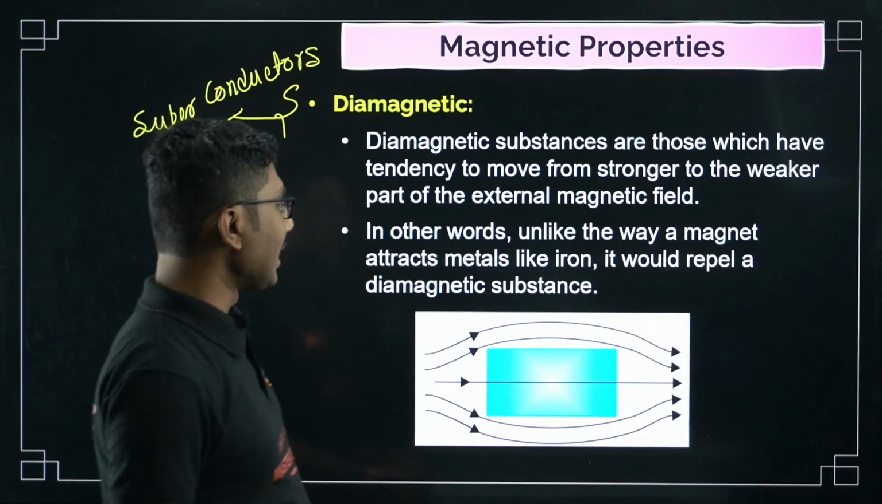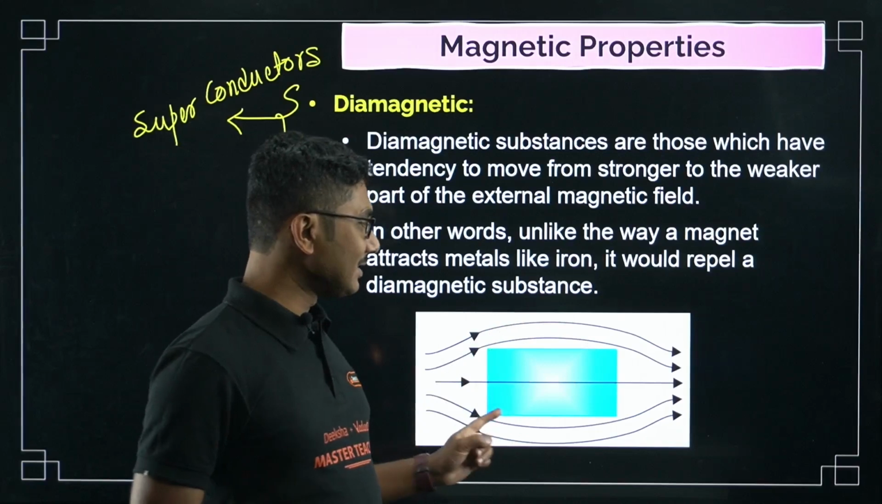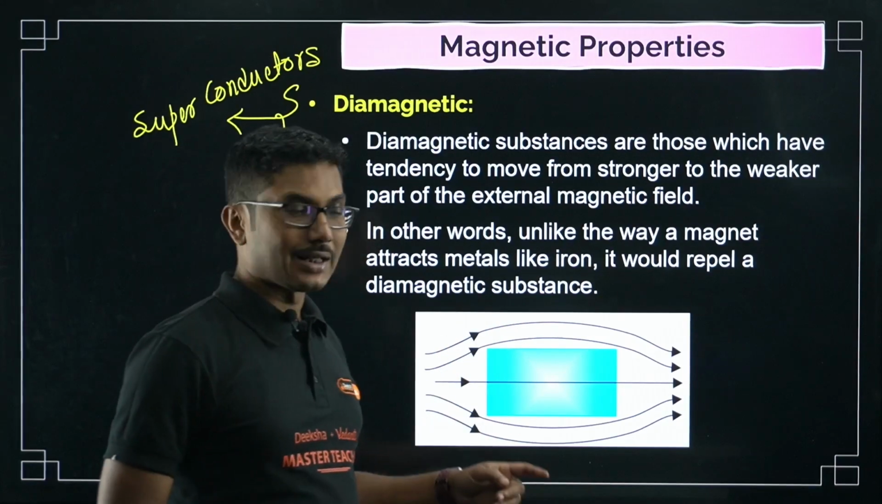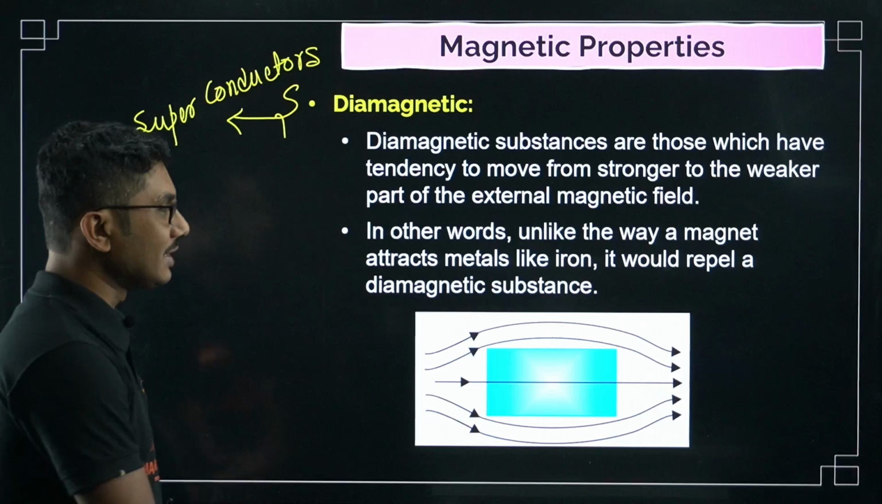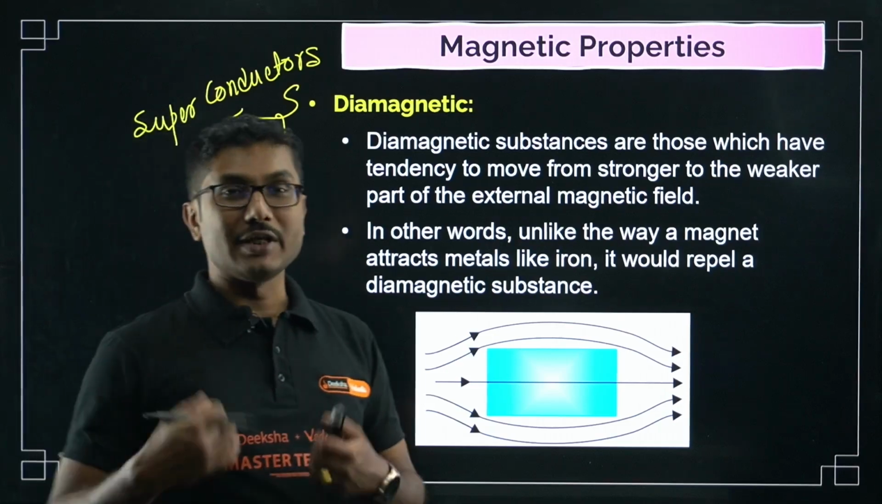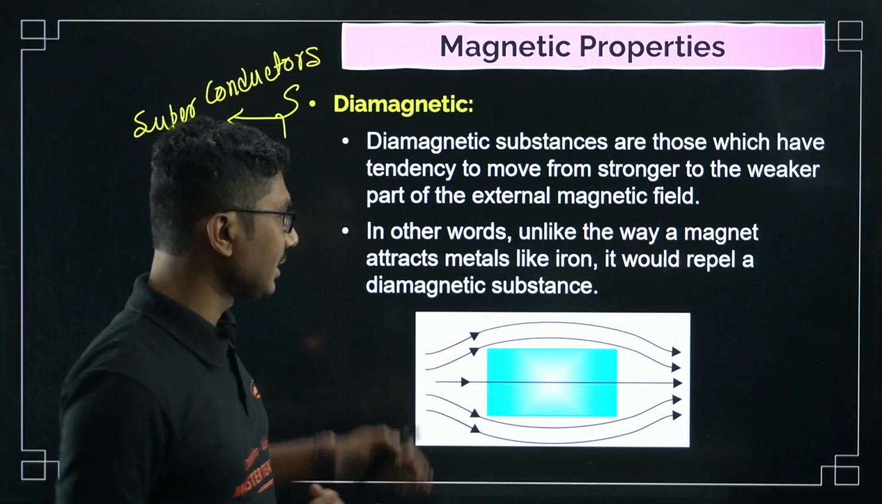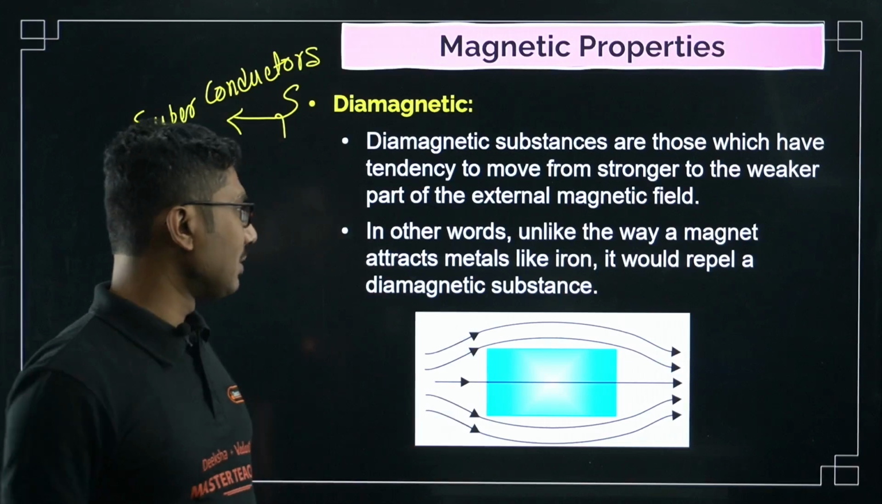If you see the magnetic field lines, instead of getting inside the material, they are getting repelled and moving outside the material. This is how it is getting repelled. But the repulsion is very weak, not a super strong repulsion. It is a very weak kind of repulsion.